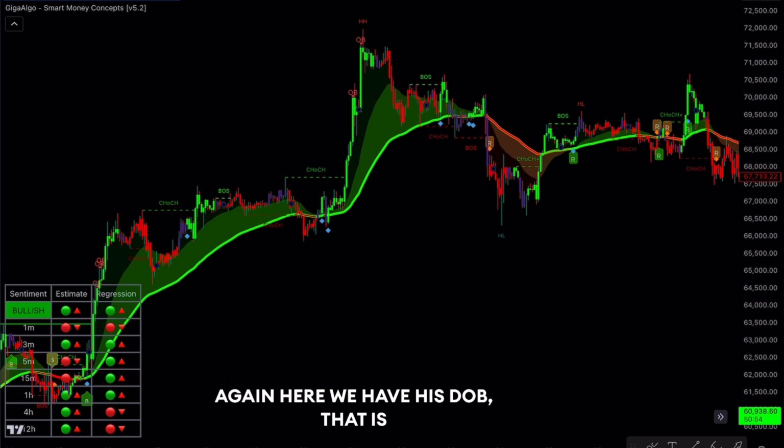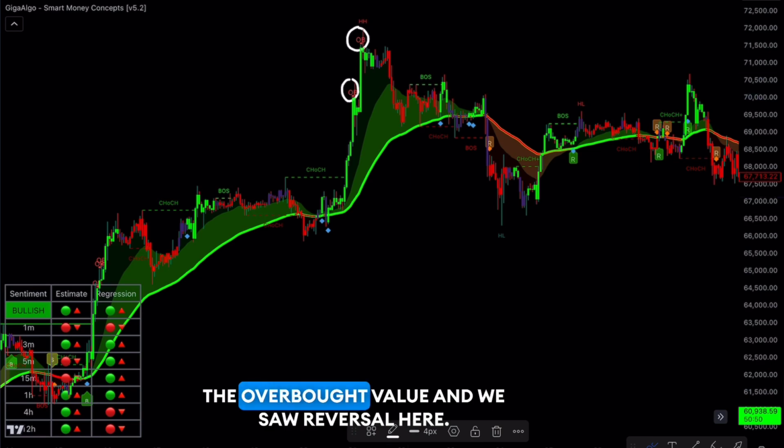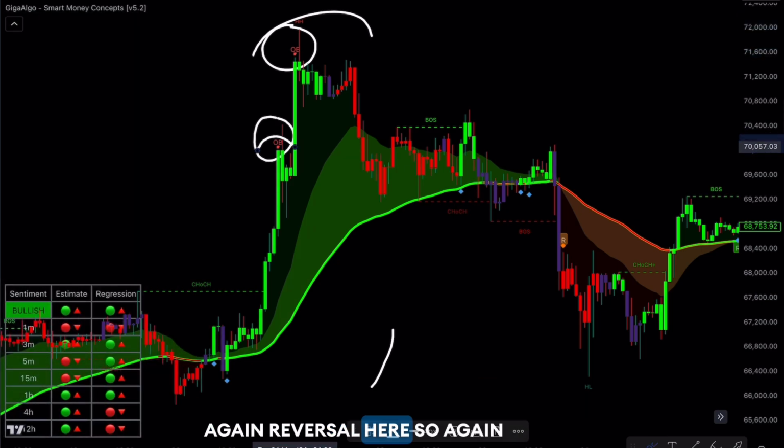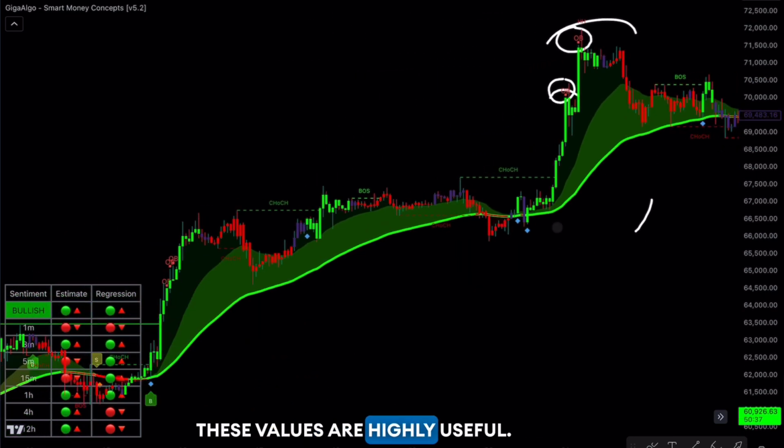Again here, we have the OB, that is the overbought value. And we saw a reversal here, again a reversal here. So again, these values are highly useful.